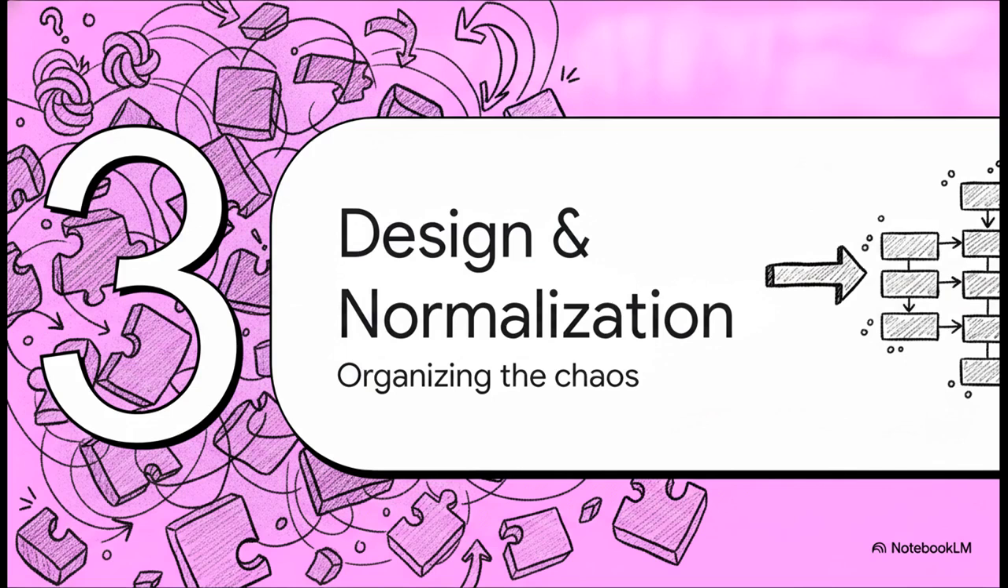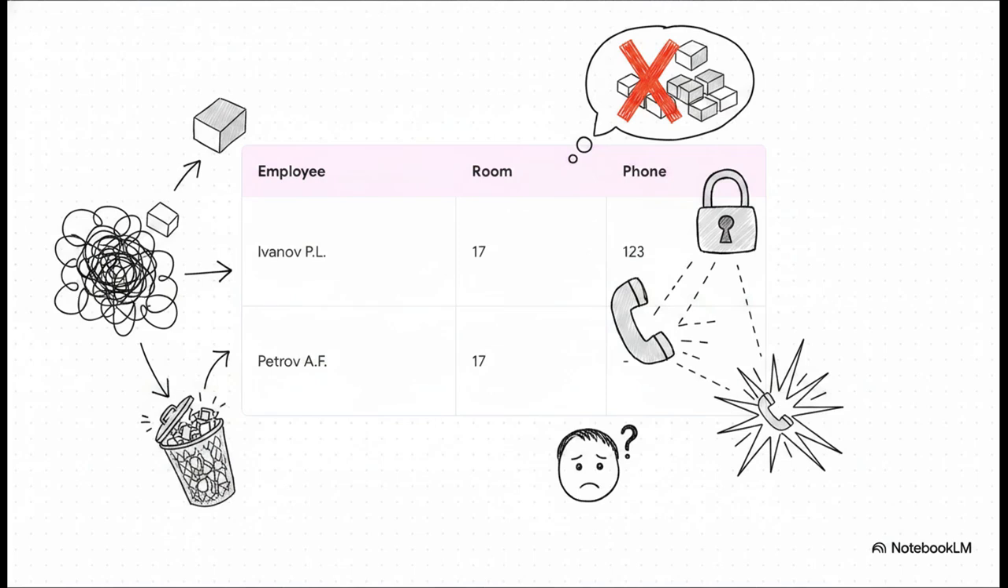Moving on to Section 3, Design and Data Normalization, Organizing the Chaos. Because look, throwing all your information into one giant table is just a massive recipe for disaster. Take a look at this incredibly messy table. You've got 2 employees, Ivanov and Petrov, and they're both sitting in room 17. The phone number 123 is listed right next to Ivanov, but there's a blank next to Petrov.